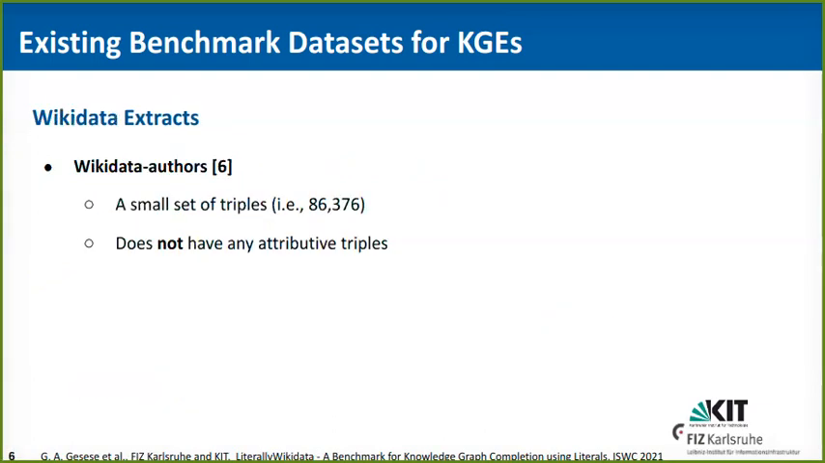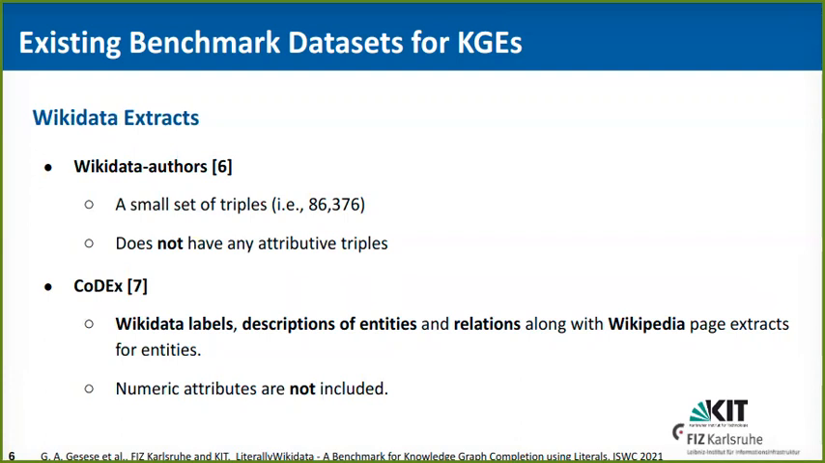The recent datasets or benchmarks are from Wikidata. Wikidata authors is a small domain specific dataset with small number of triples which does not contain any literals. Codex is the recent dataset available mainly for link prediction task. In addition to triples with object properties, it also contains labels and descriptions of entities from Wikidata and summaries from Wikipedia for entities. However, this benchmark does not give emphasis to literals and hence does not contain any attributive triples.